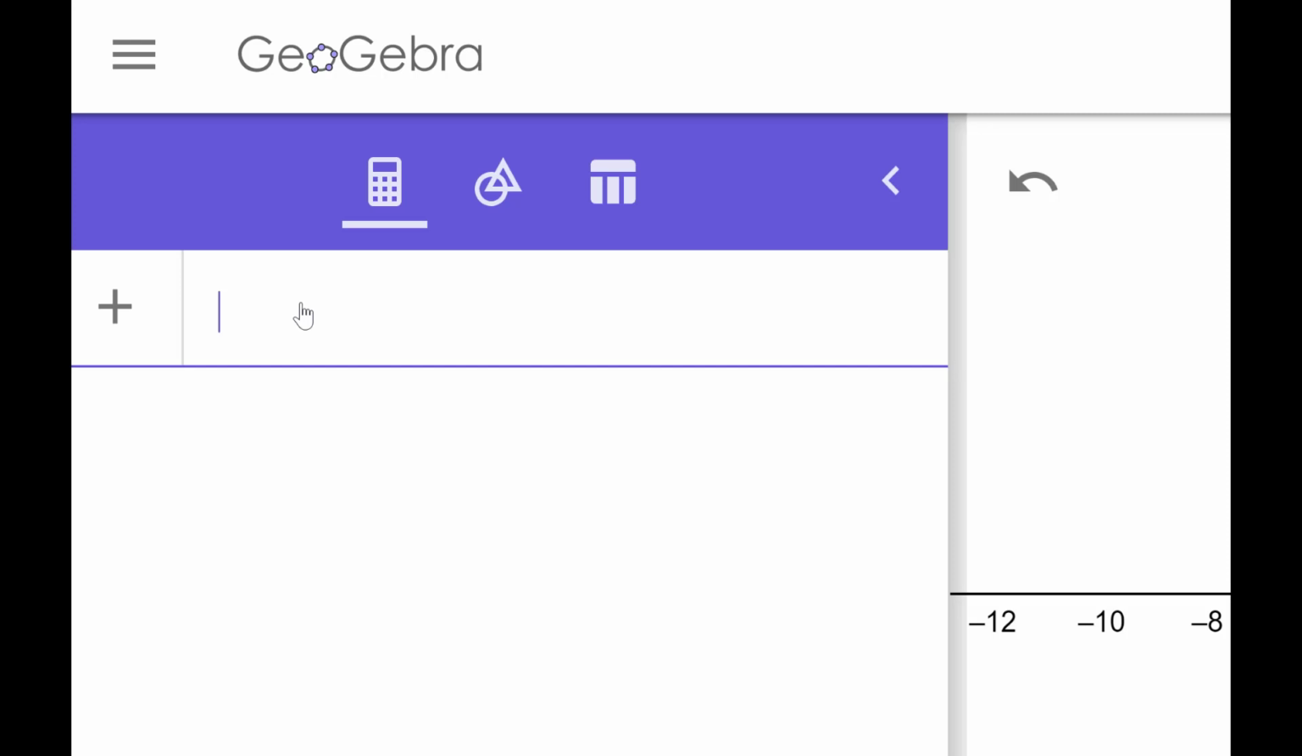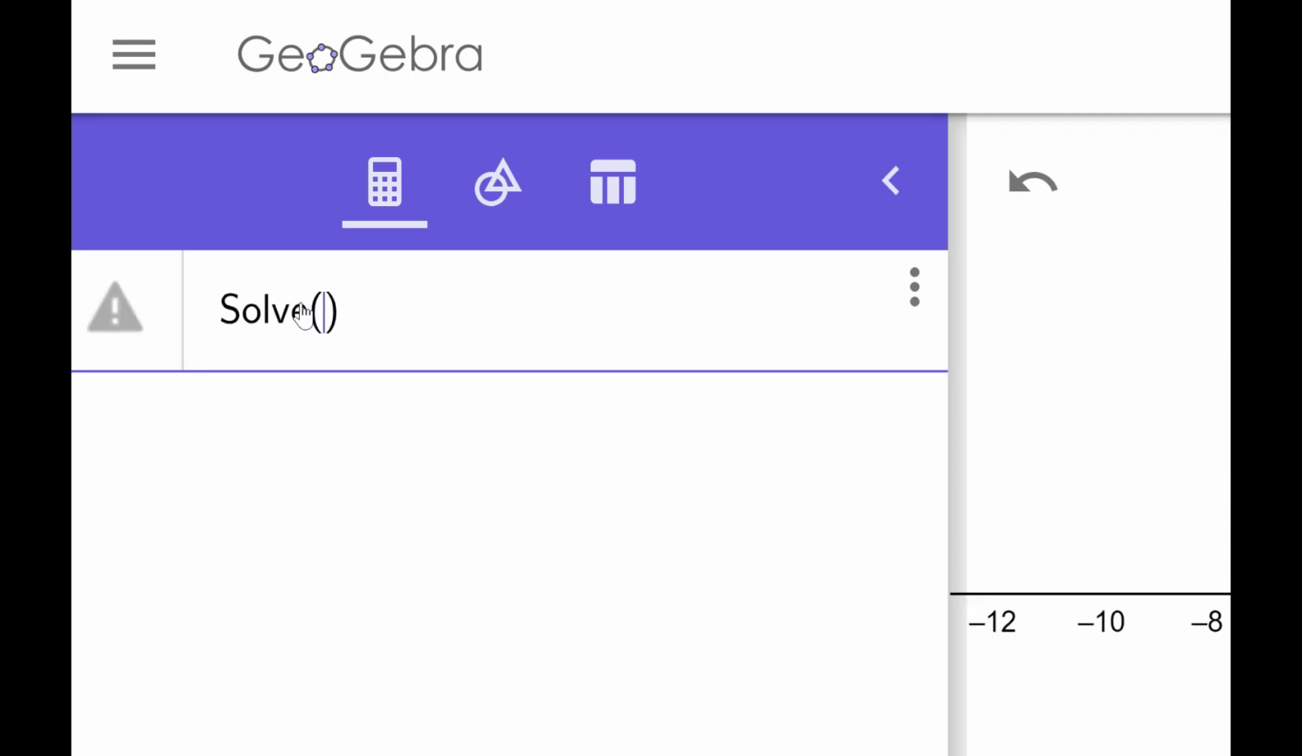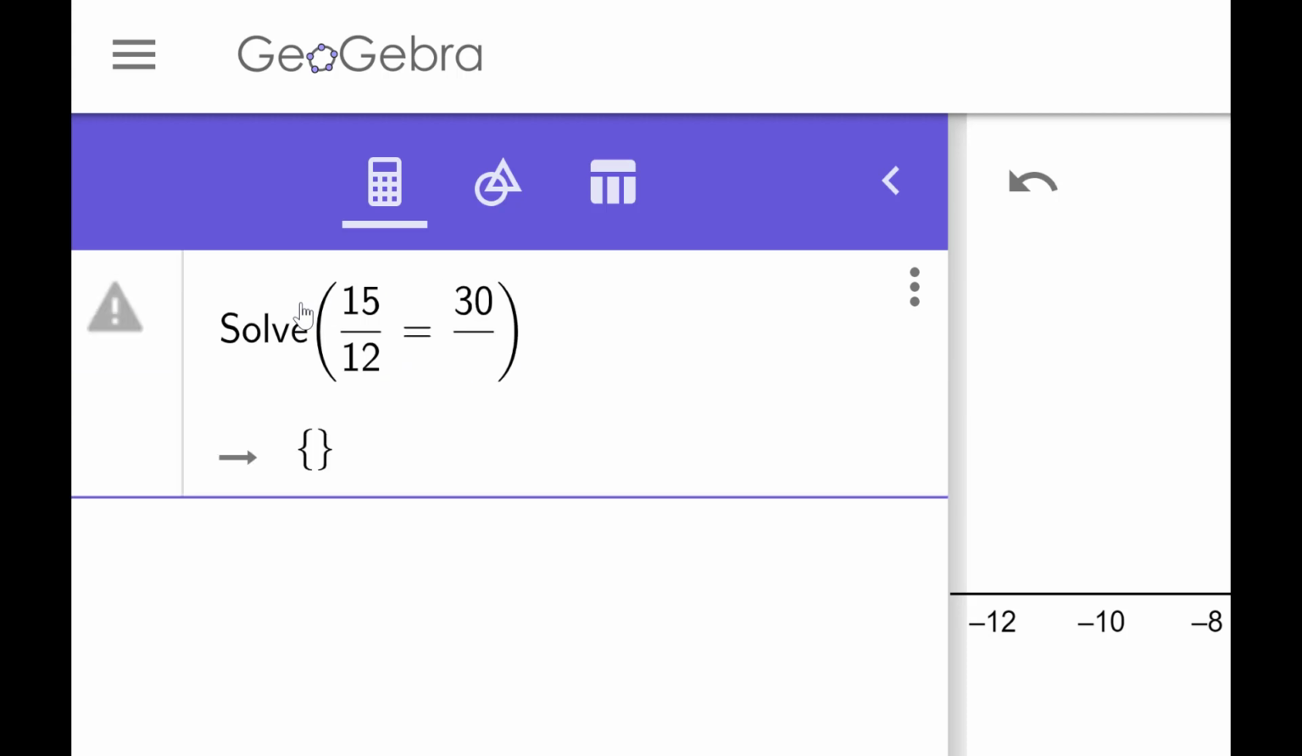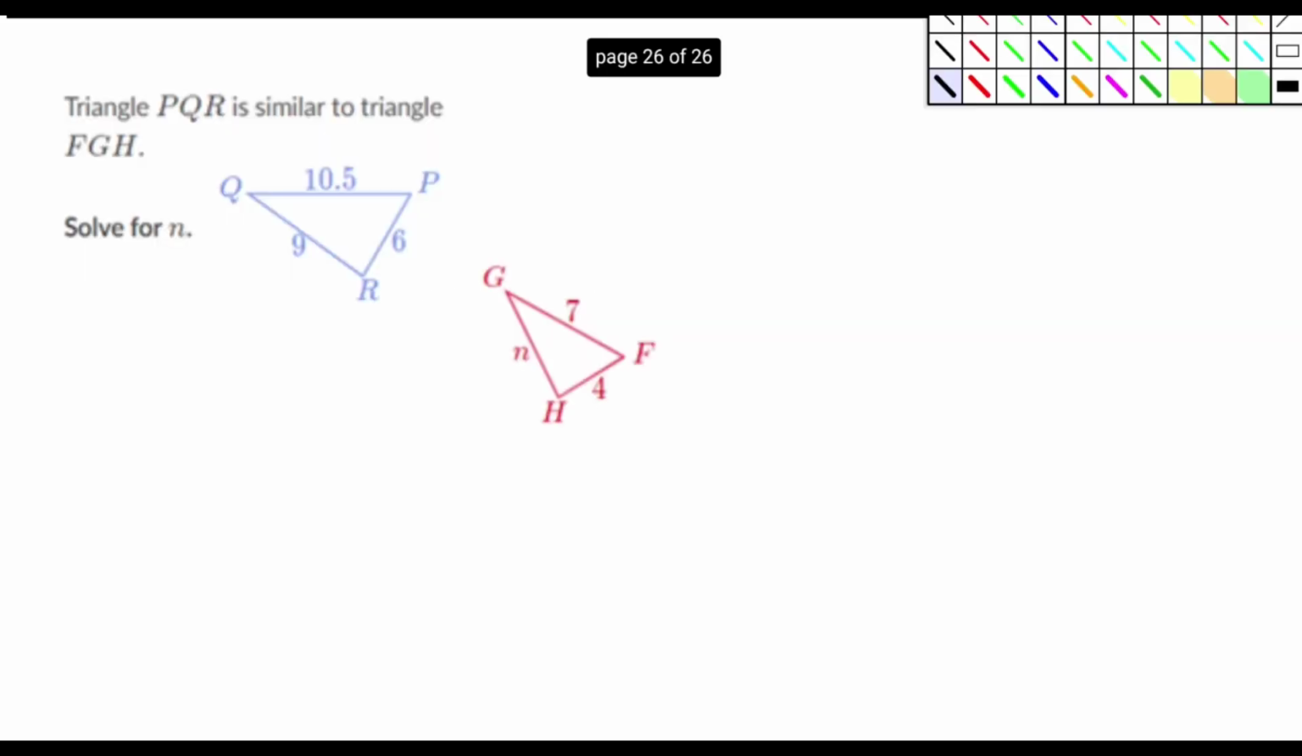All right, let's try to solve this problem. So solve, let's see, it was 15 divided by 12 is equal to 30 divided by x. Oh, answer is done already. I didn't have to press enter. Answer is 24. Same type of problem. You should be able to do this on your own now.